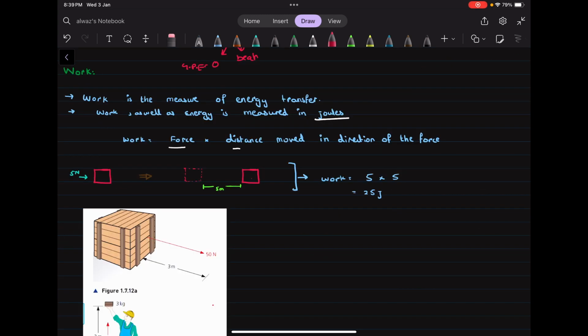Okay guys, so the next thing that we're going to talk about is work. And as I stated earlier, work and energy are very closely related. The unit of work is also joules. And work is the measure of energy transfer. So if you remember my example before, I'll repeat it.